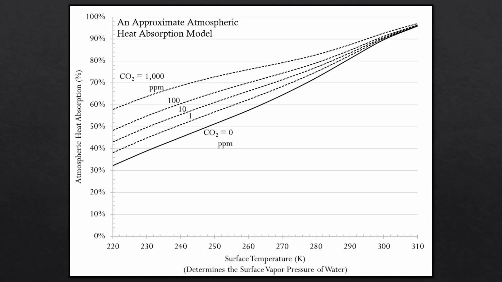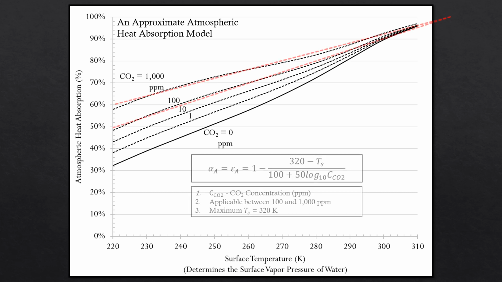The best model includes the entire atmospheric absorption equation with more than 10,000 absorption lines. However, for the general scientist interested in modeling climate, an approximate model assuming the absorption and emission are equal is as shown. The model captures the logarithmic effect of concentration between 100 and 1,000 parts per million.